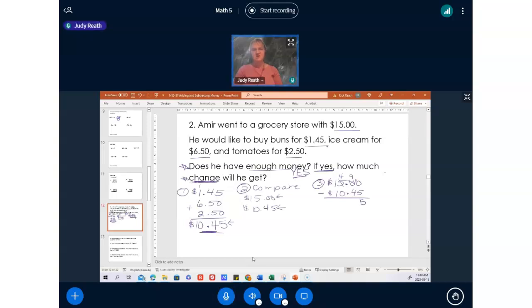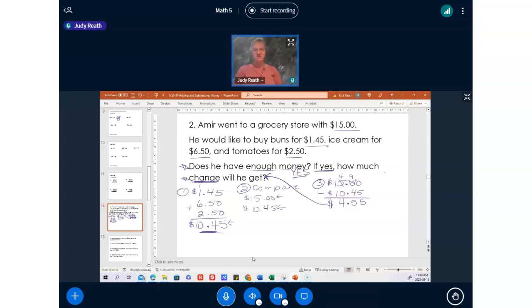So we've got 5, 9 minus 4 is 5. Put a decimal in there. 4 minus 0 is 4, and 1 minus 1 is nothing, so we can leave that blank. So how much change will he get? He will get $4.55. So be careful when you come across problems like this that you do every step.